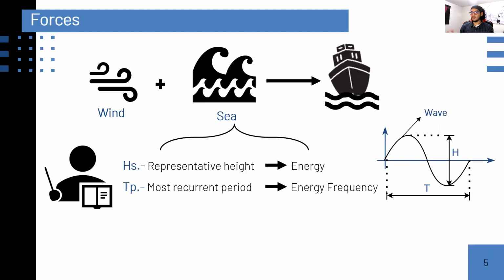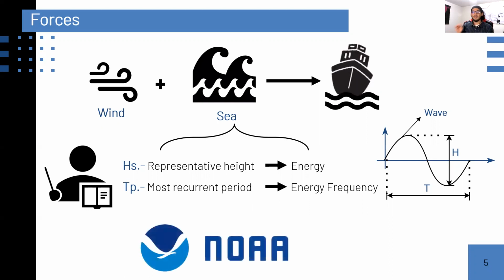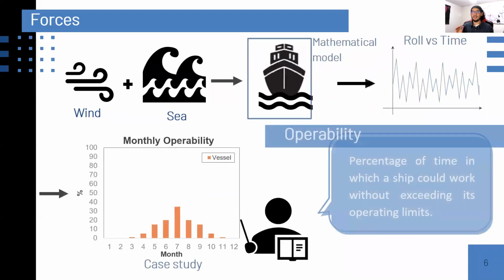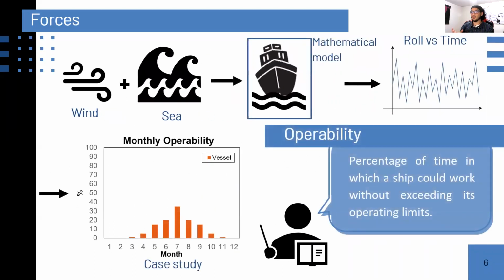These forces cannot be controlled, but they are known thanks to measurements over a long period of time, such as 10 or 20 years in a determined region, provided by well-known entities such as the National Oceanic and Atmospheric Administration, NOAA. So we made a mathematical model that simulates the behavior of the ship, having as a result the roll as a function of time, allowing us to calculate its operability.